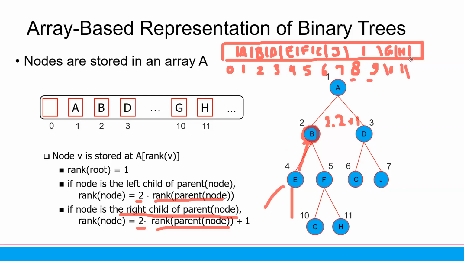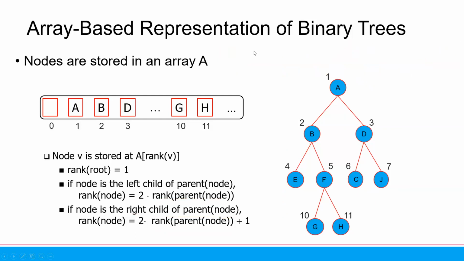So if it is a proper binary tree, then yeah, we can say like this one. Then we will have until 12, 13, 14, 15. And the other element, the other index will be empty. Okay. So this is the array-based representation for the binaries.